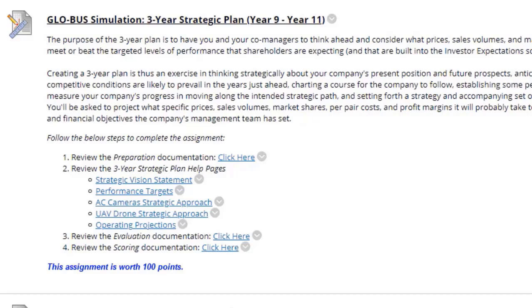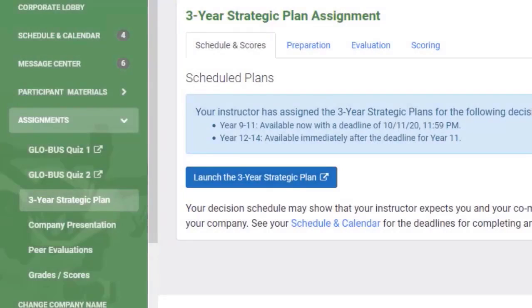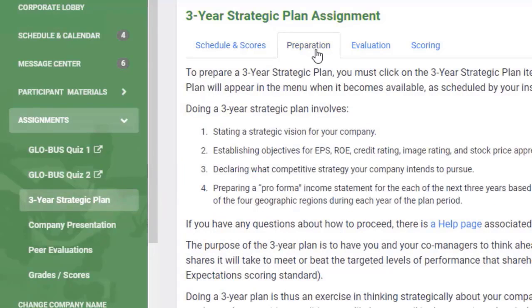Since you're not familiar with where this assignment is, I'll go ahead and open up Globus. Within your corporate lobby, under assignments, is the 3-year strategic plan. The first tab you're going to see is the schedule and scoring. Make sure you definitely click on the preparation tab.